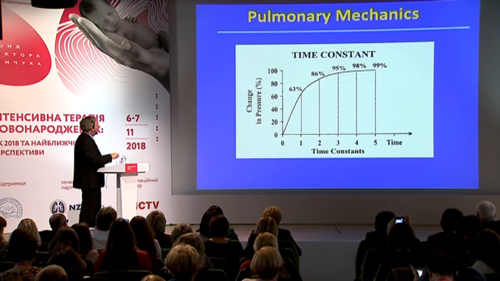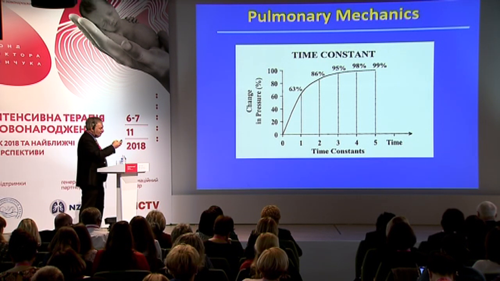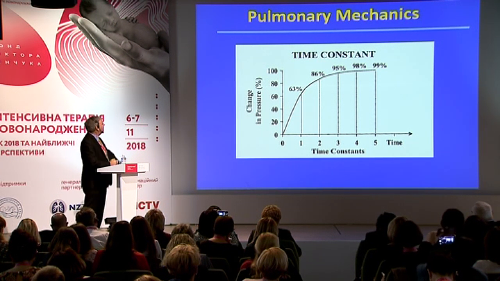And here it is graphically. You see that 1 time constant will give you a 63% equilibration. 3 time constants will get you up to 95%. And if you really want to be exact, 5 time constants will get almost a complete equilibration.